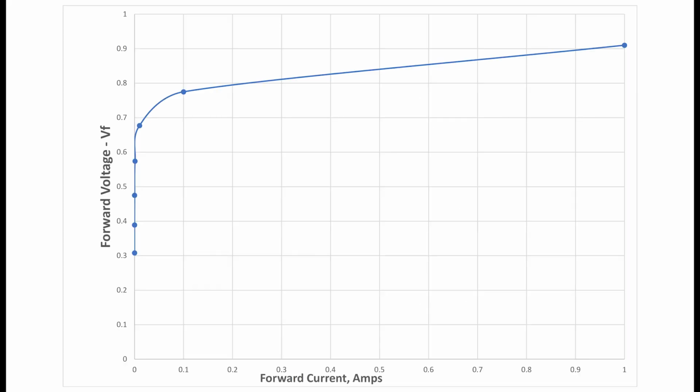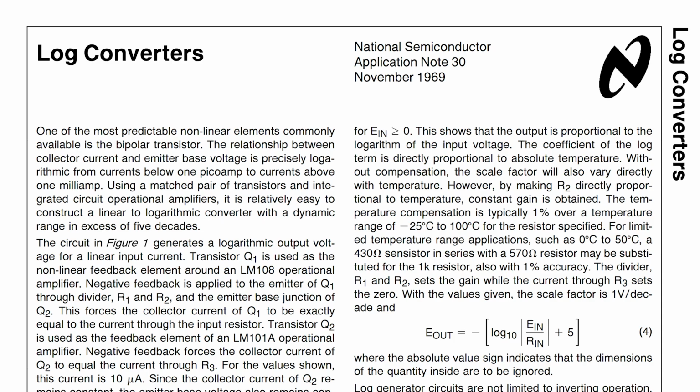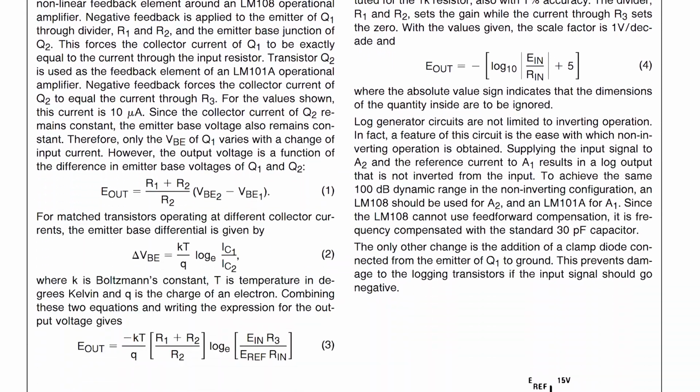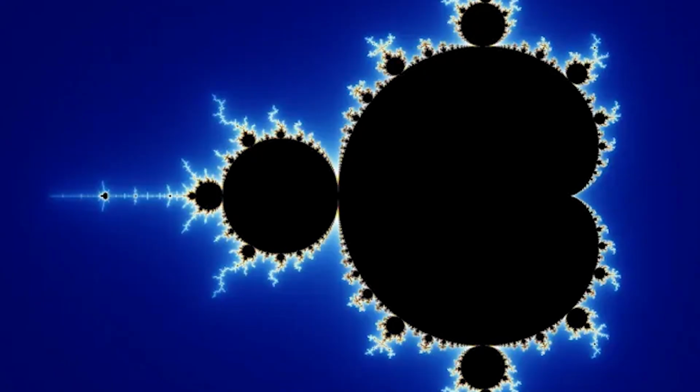If we graph this out on a linear scale, we get this weird hockey stick looking thing. But if we switch over to a logarithmic scale, it's almost a straight line. It's truly performing a logarithmic function. You can easily create an analog log converter by exploiting this property of transistors and diodes. This logarithmic behavior is both interesting and useful.